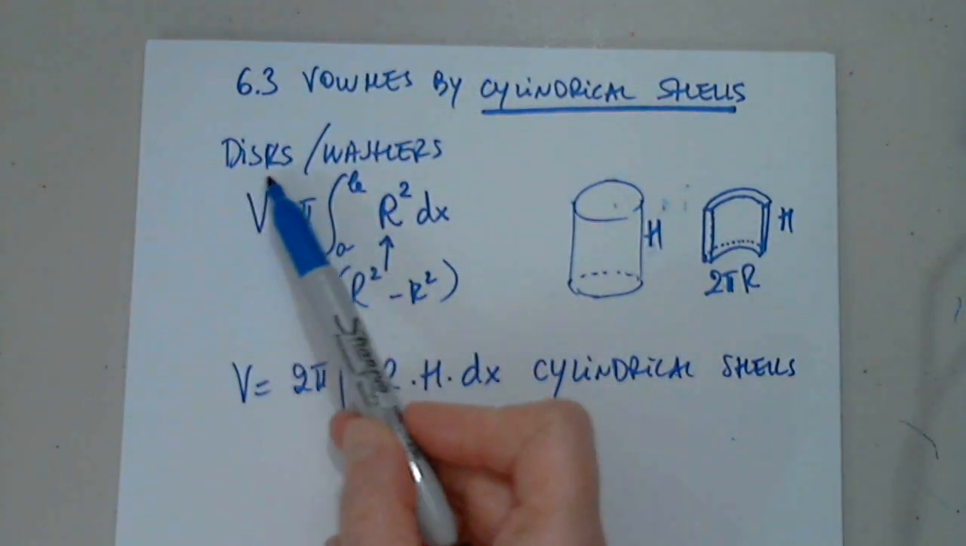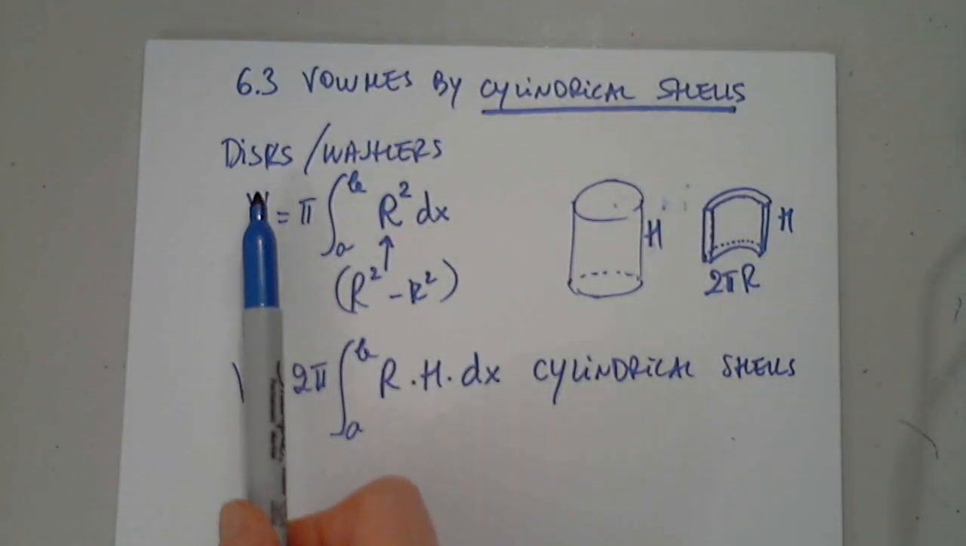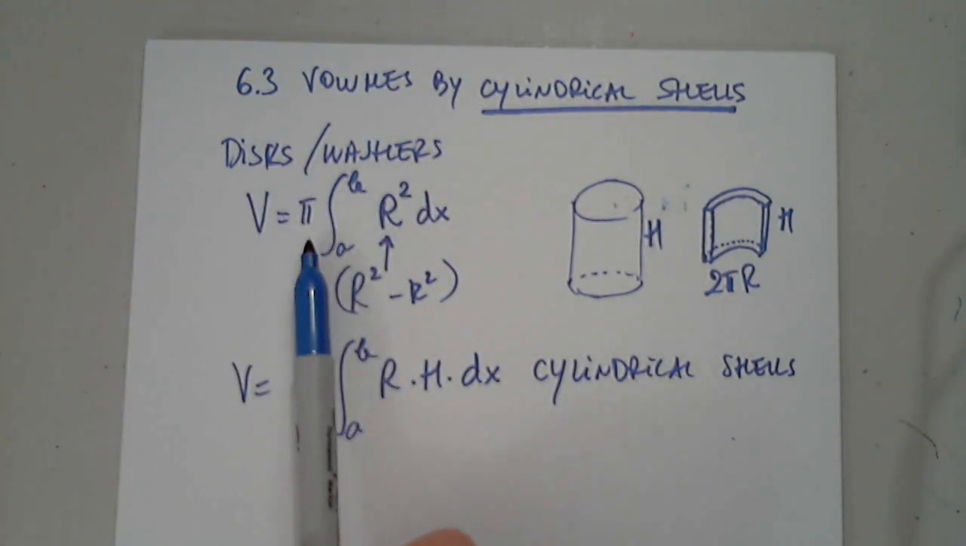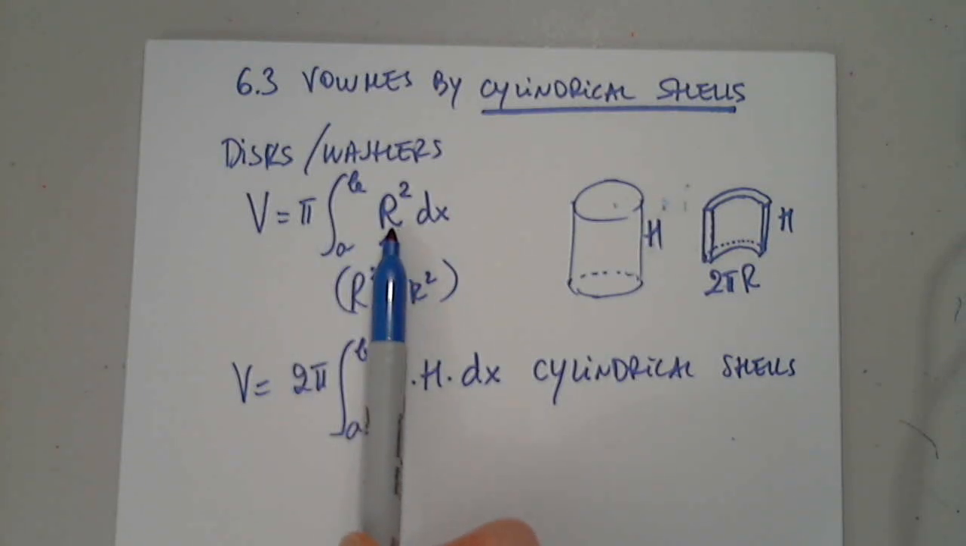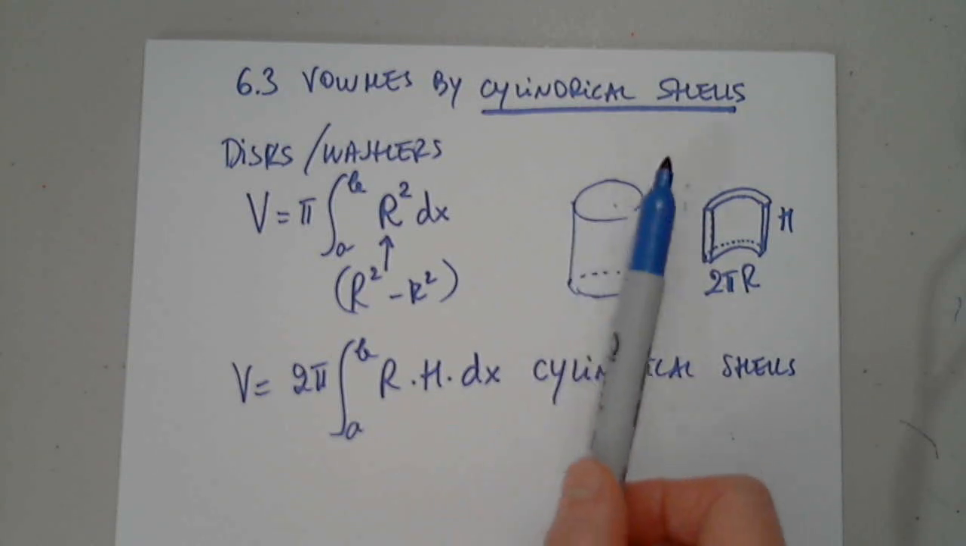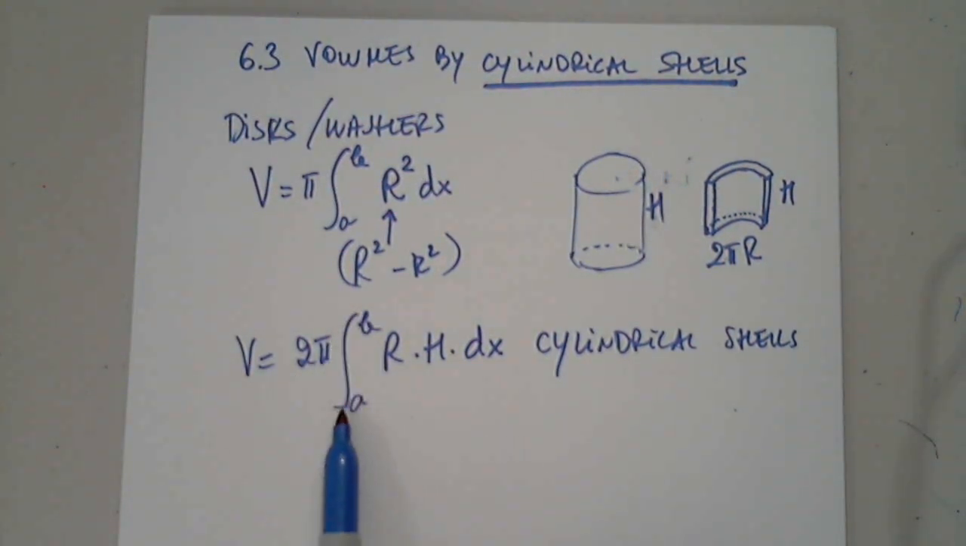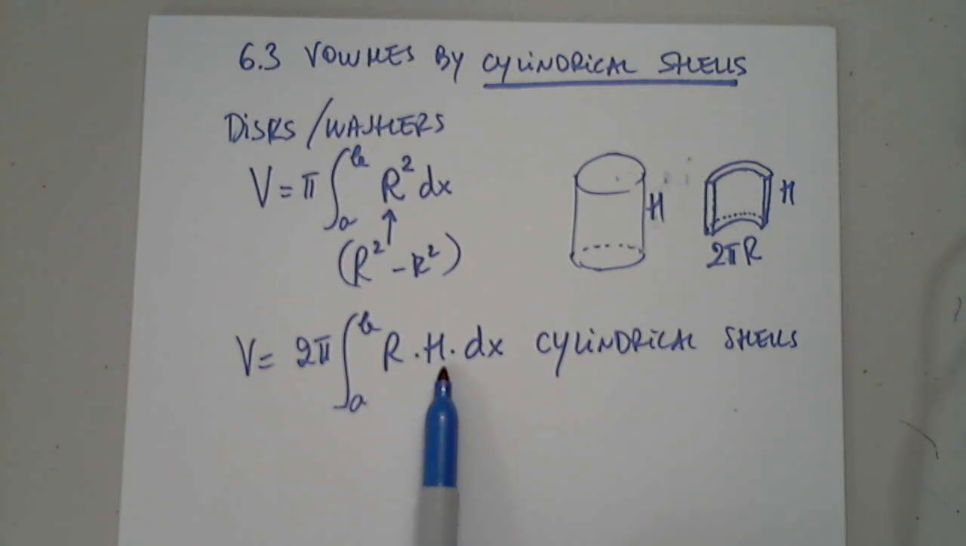And this is the formula for disc washers. Okay? So when I apply the disc washer method, I always have pi r squared, or the difference if it's a washer. And whenever I use cylindrical shells, the formula is 2 pi, the integral, of course, radius, height, dx or dy. So now let's illustrate with examples.